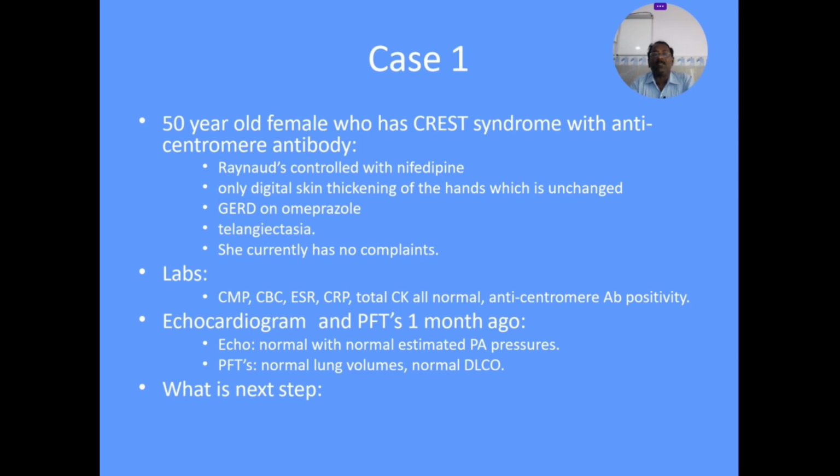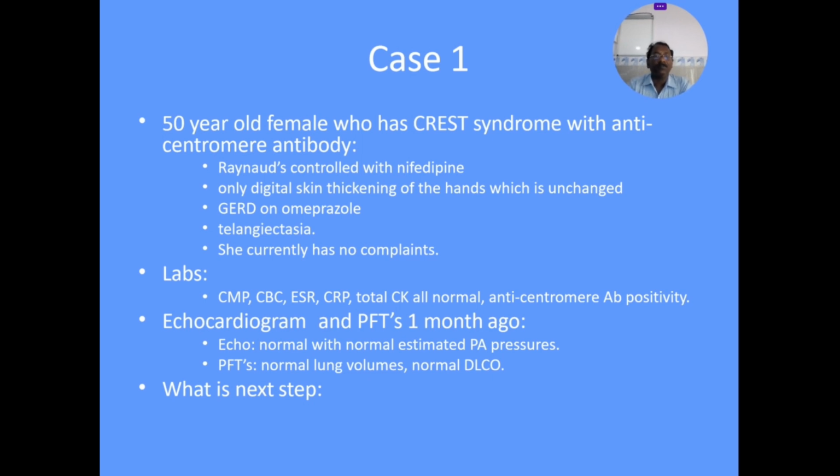Okay. The Raynaud's is controlled with nifedipine. So we use vasodilators for the Raynaud's phenomena. Only digital skin thickening of the hands, which is unchanged. So skin thickening is only on the hands, not in the trunk, not in the thighs. If they are involved in the entire body, it is diffuse. Here the hand involvement is localized. GERD, on omeprazole, so proton pump inhibitors for your GERD. Telangiectasia is there.